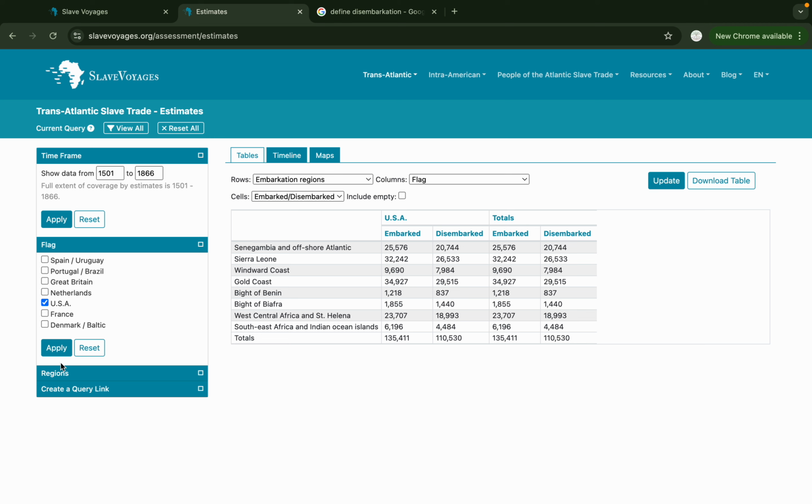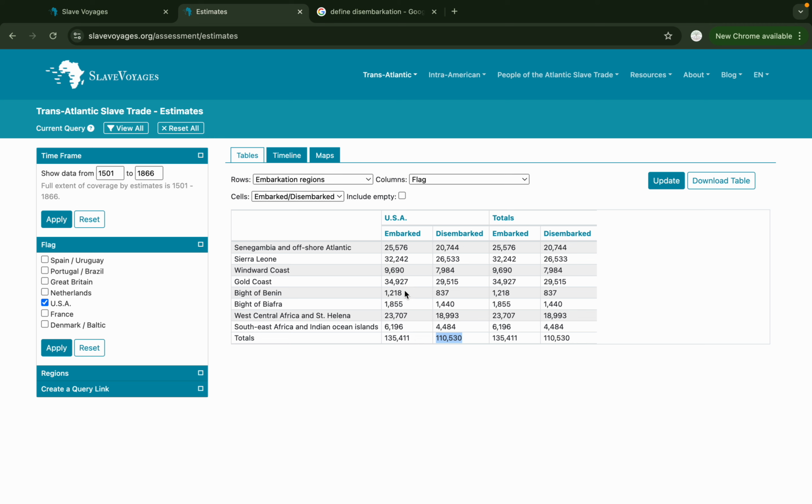So I don't think it's much different than what we discussed. However, now the numbers are a little bit different. So going straight from Africa to the US, the total number of folks who came to the United States of America is a smaller number. 110,530. But 135,411 are the ones that got on.